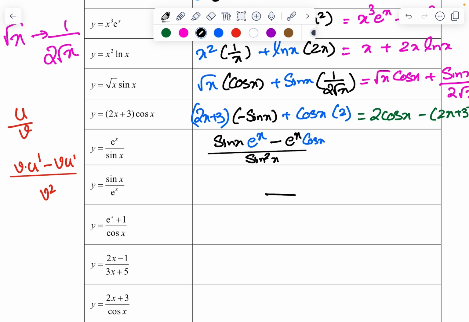Next, e power x whole square, e power x, sin x derivative is nothing but what? Cosine x minus then sin x as it is, e power x derivative is going to be e power x. This is the answer.